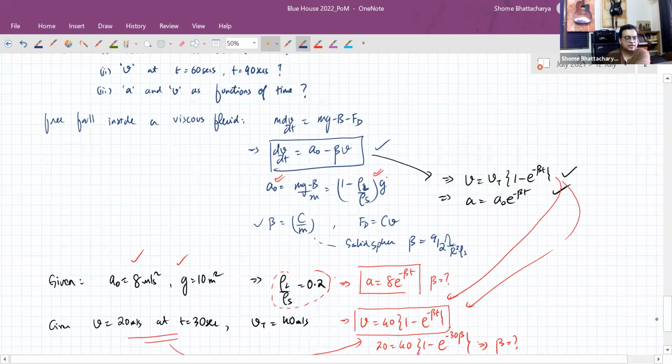We have to find the initial acceleration also, and from that, we have to find out the acceleration as a function of time. So both the things are unknown. Okay, so we'll proceed in the manner that I said earlier. Using the relationship that terminal velocity is A naught upon beta, we will get the value of A naught. So here, even A naught is unknown for us.